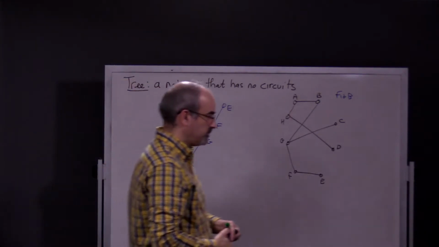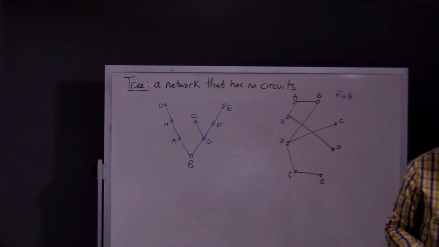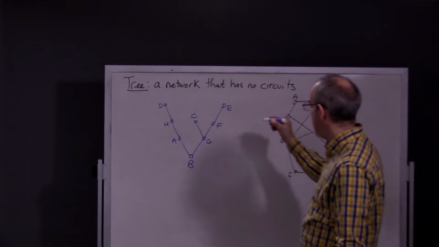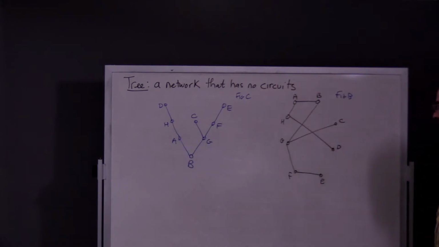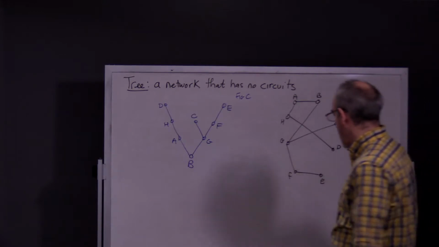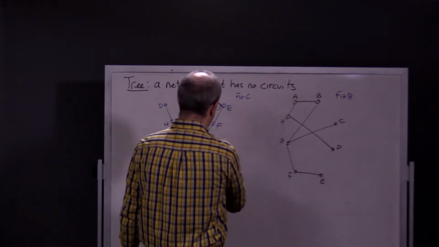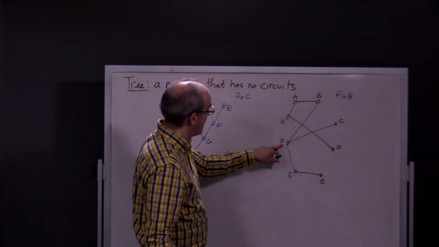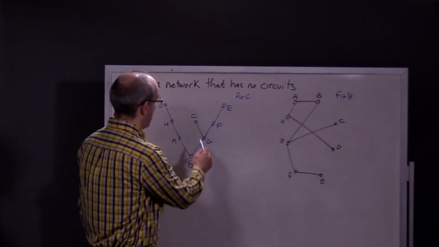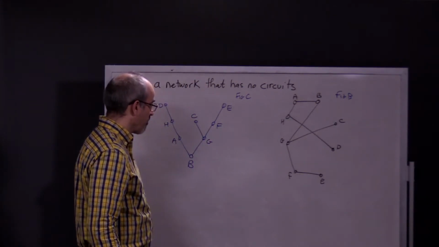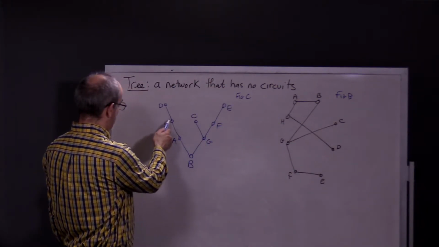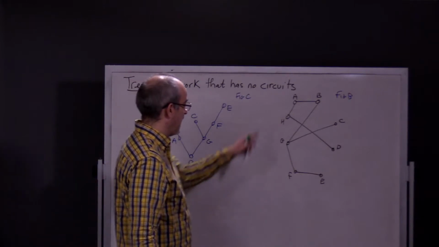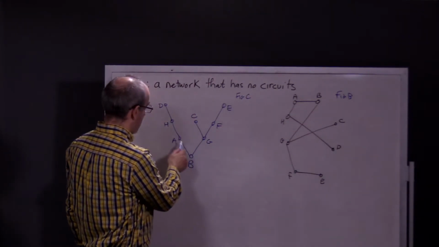So if you look, I'll call this figure C. If you look at figure B and figure C, they're the exact same graph. Every edge that's in this graph is also in this graph. Notice we have an edge that goes from G to F. It's right here. H to D has an edge right here. A to B has an edge right here.